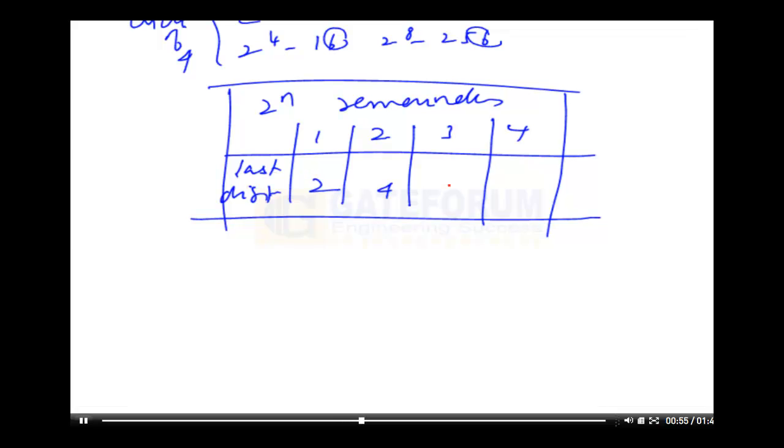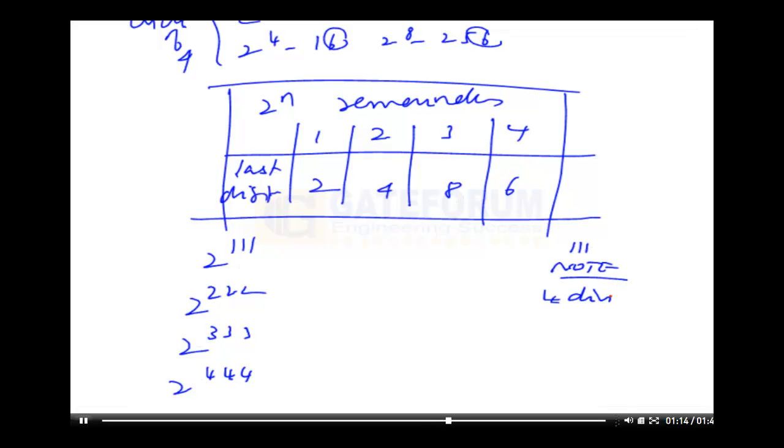2, 4, 8 and 6, which means 2 power 111 or 222 or 333 or 444. The cycle is 4, so we have to divide 111 by 4. So we can have a note saying that 4 divides every hundreds and thousands and 10,000. So 4 will not worry about the hundreds place.